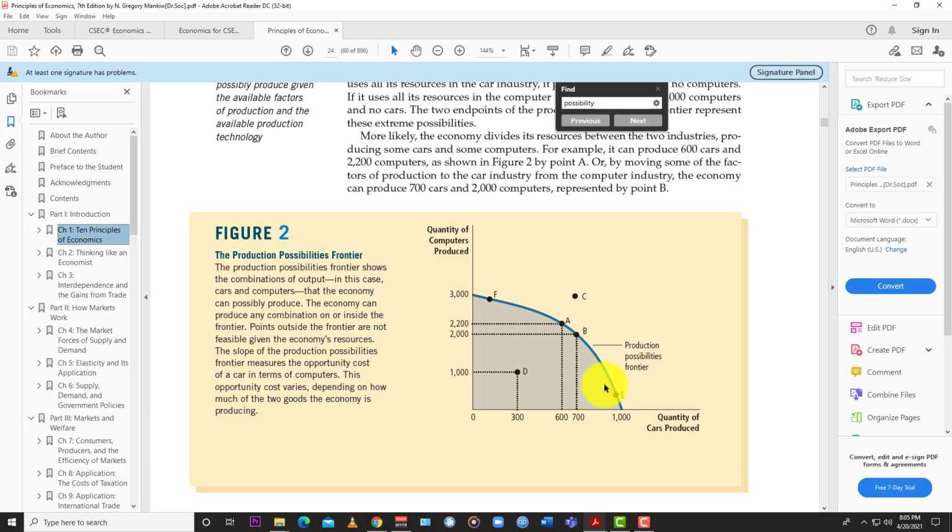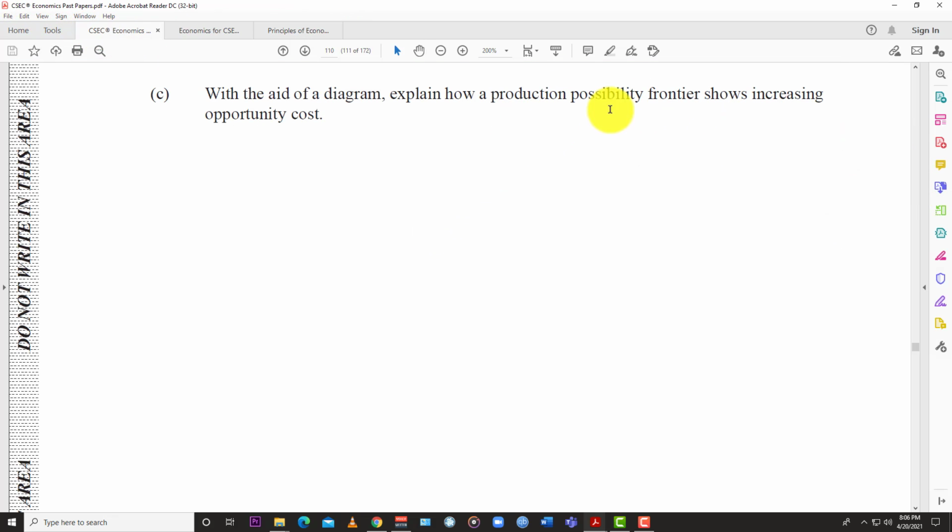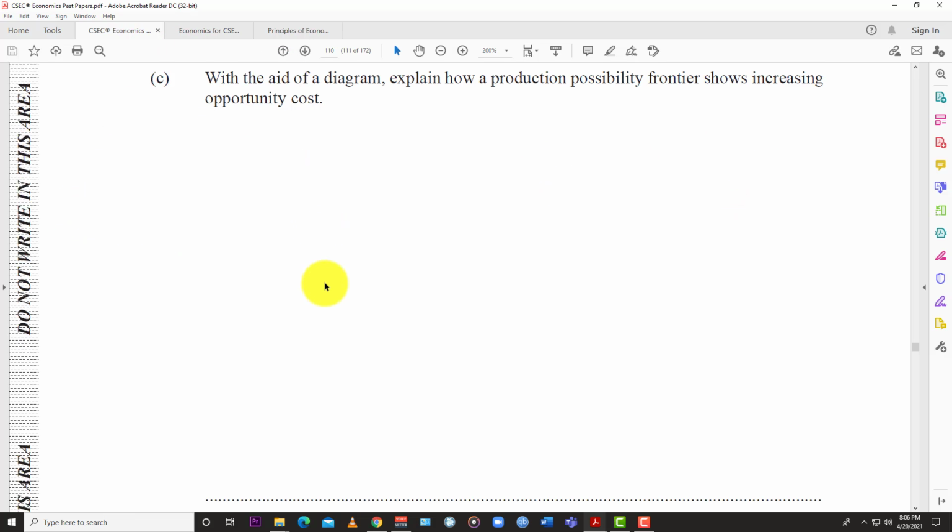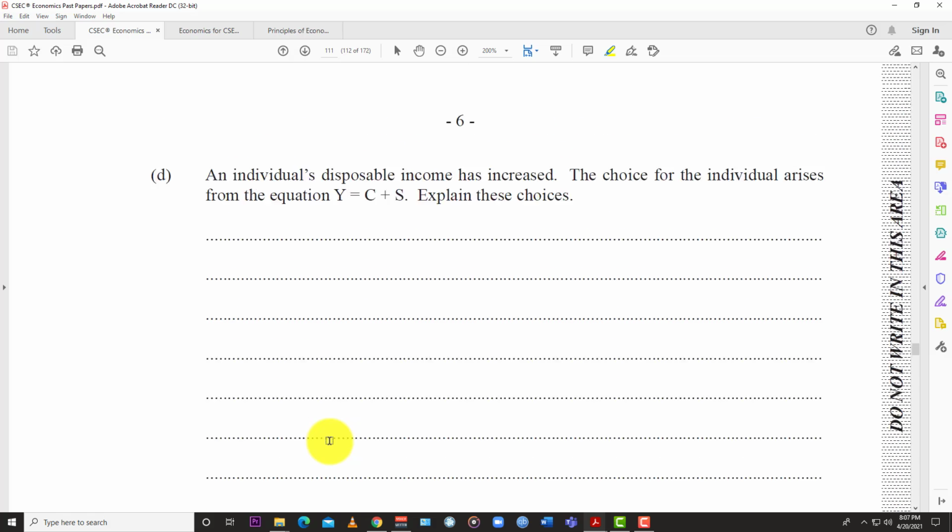The more you go down here, the more of the computers you are giving up. So as you move down and down and down, you're giving up more and more computers to obtain more and more cars. And the reverse is true. If you move from here going up, you're giving up more and more of the cars to obtain more computers. So that is how it depicts the increasing opportunity cost. So that's C.